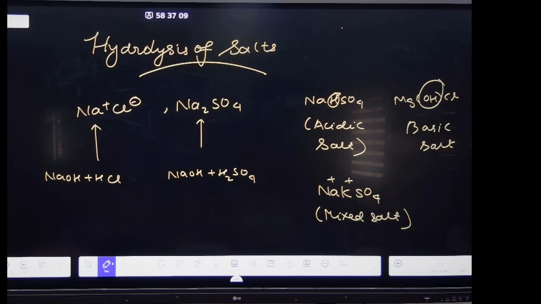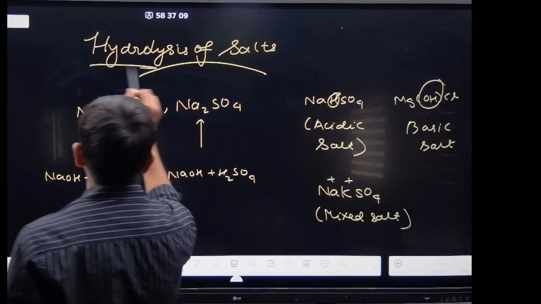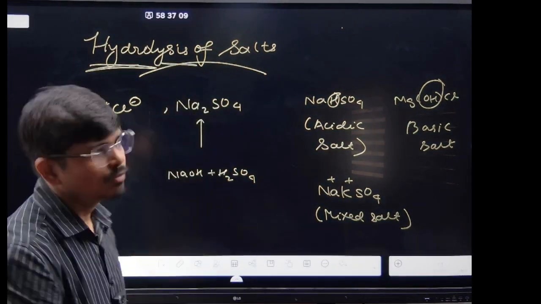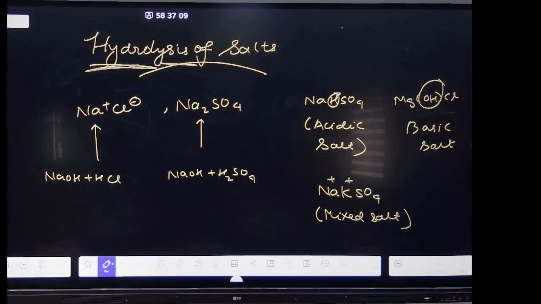Now see here. Hydro means water, right? Lysis means breaking down. So the breaking of bonds of water, that is known as hydrolysis.